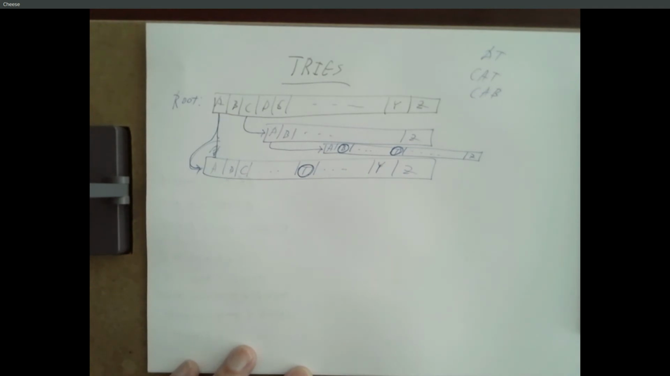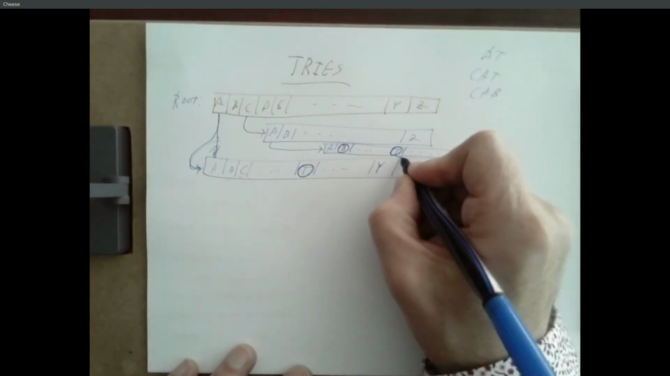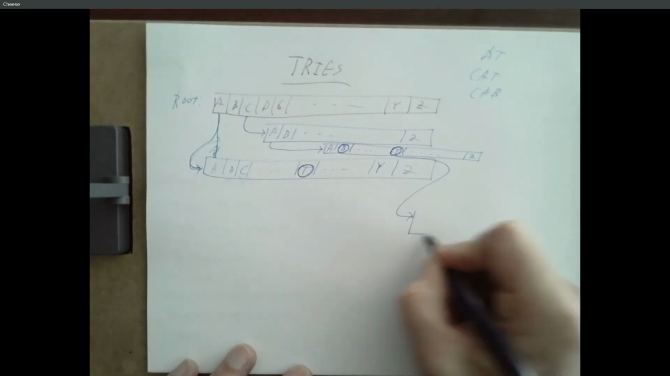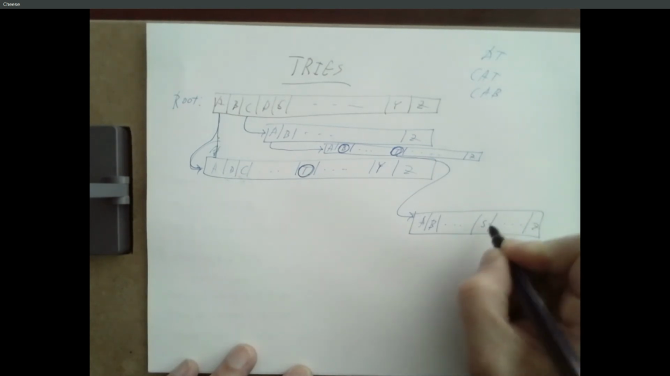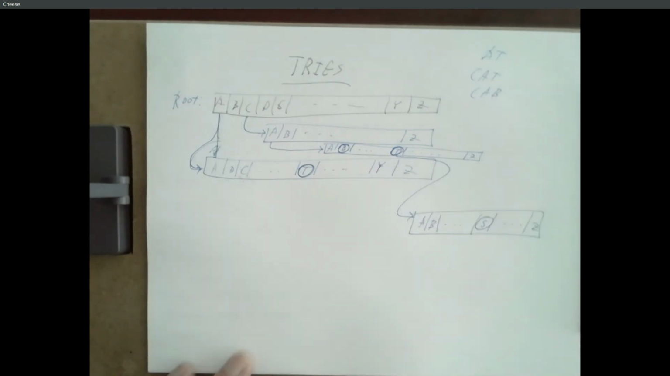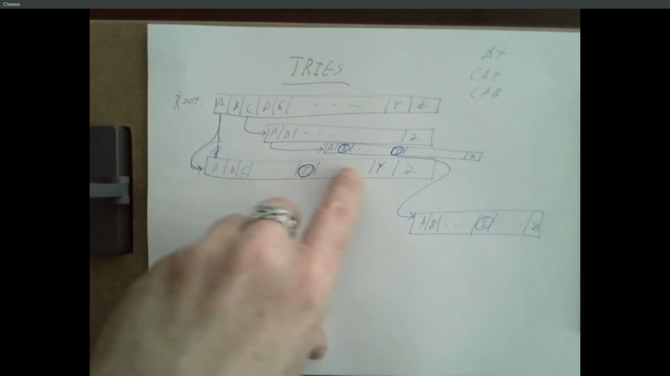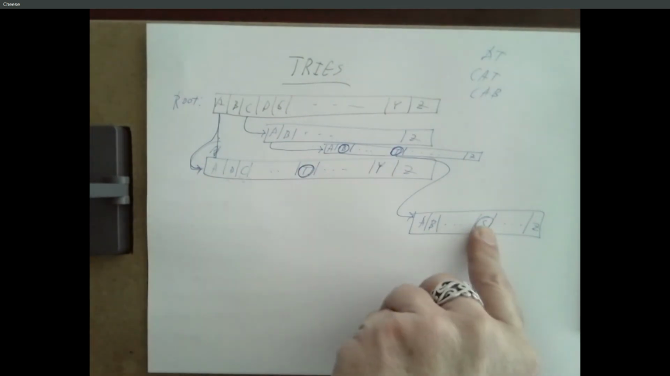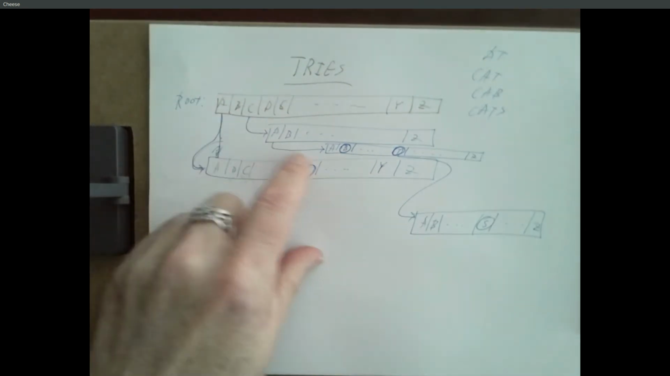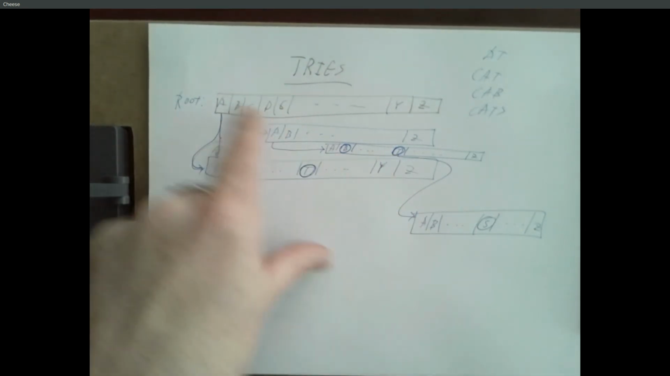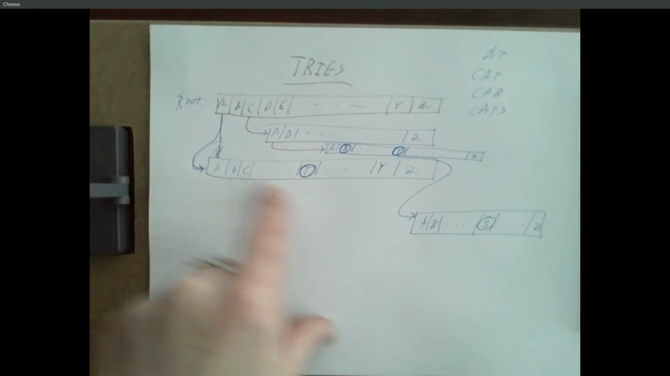Now if I want to store cats, I can also take this T and have it point to another structure. And there I'm going to circle the S. So now I've got C, A, T, S in my trie, along with C, A, T, C, A, B, and A, T.